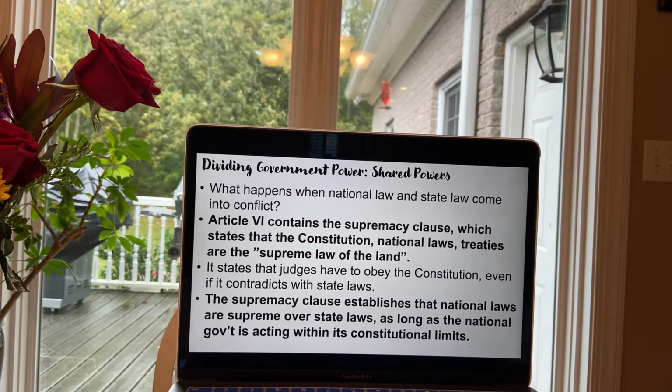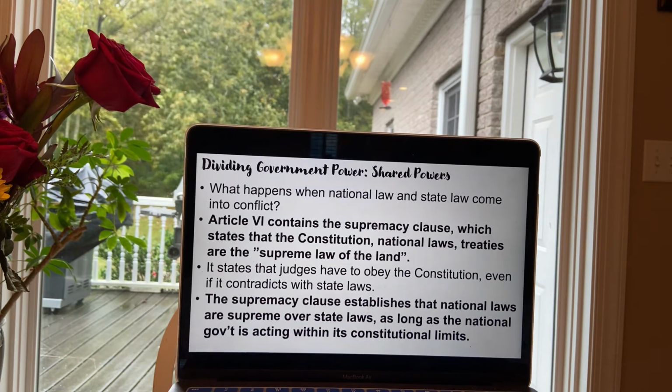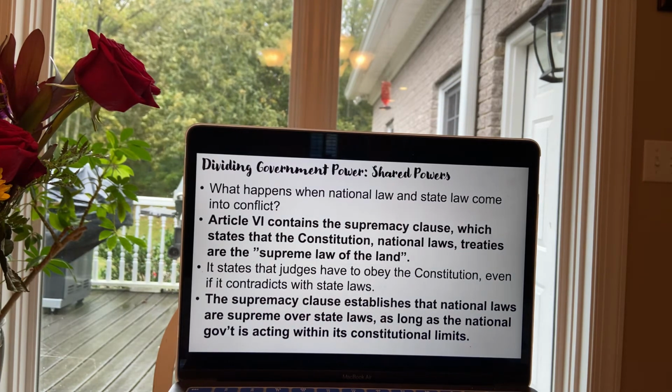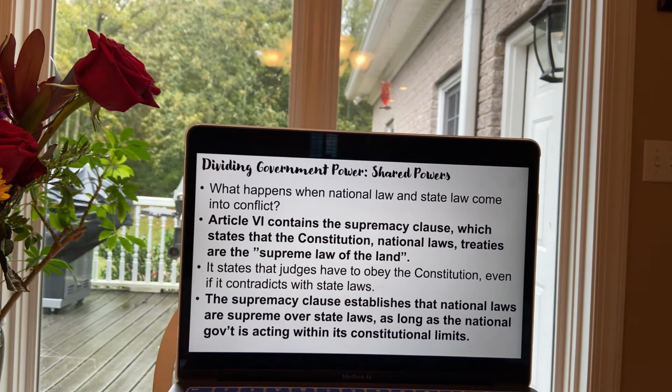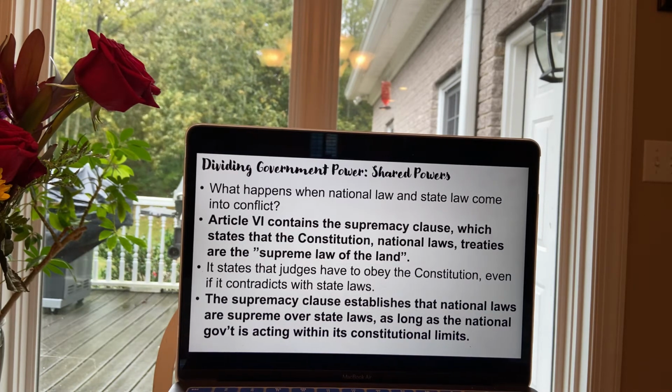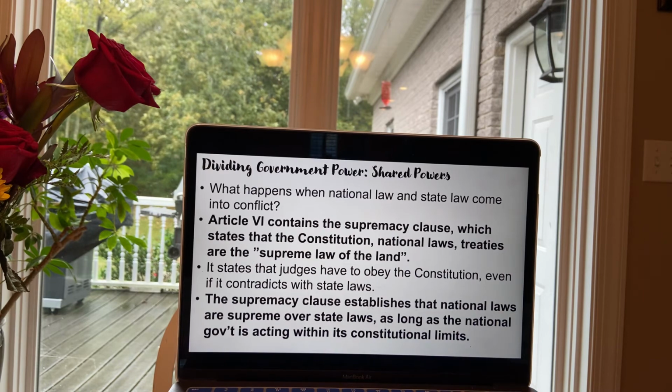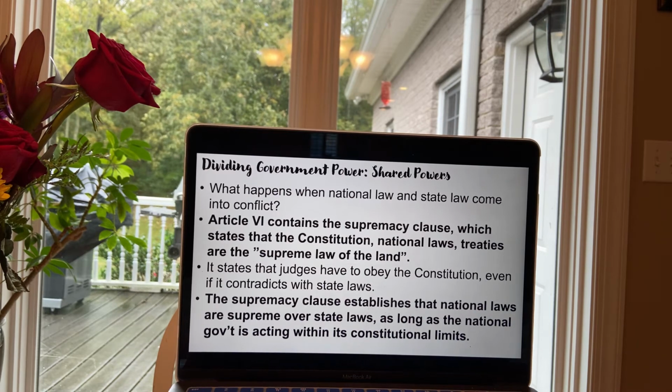So what happens when national law and state law come into conflict? The first thing that I think about is that the state of Colorado has passed a law that the use of marijuana is legal, but in the United States, under federal law, using marijuana in that capacity is illegal. So those two laws have come into conflict.